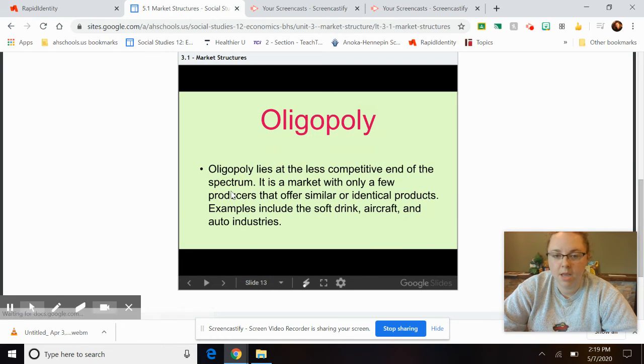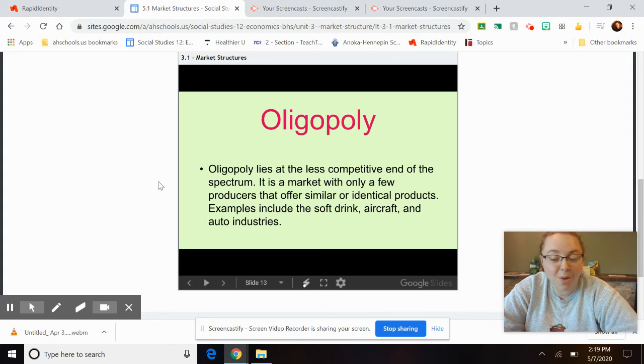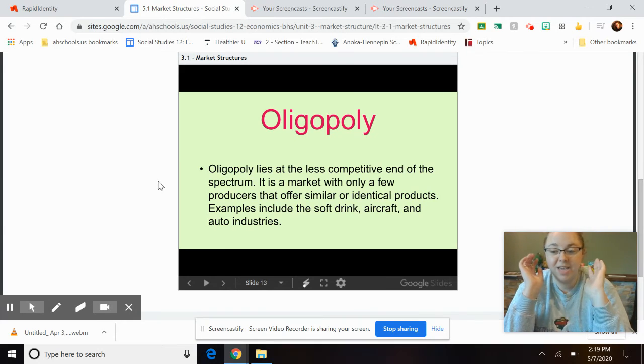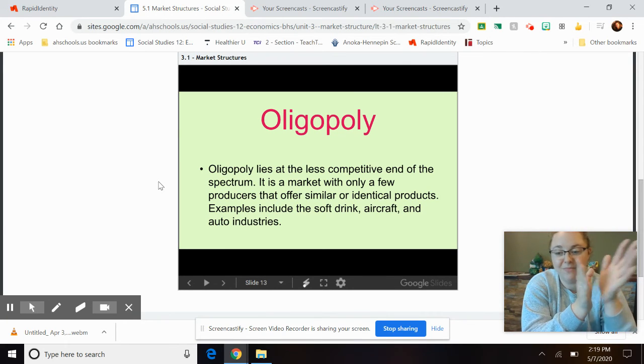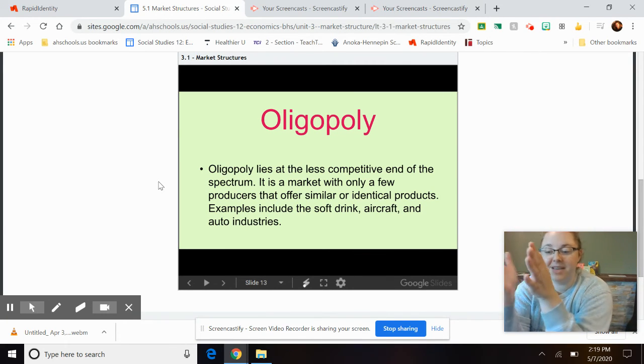Okay? This one is the other one that students probably mix up a lot. So an oligopoly lies in the less competitive end of the spectrum. It goes perfect competition, monopolistic competition, oligopoly, monopoly.